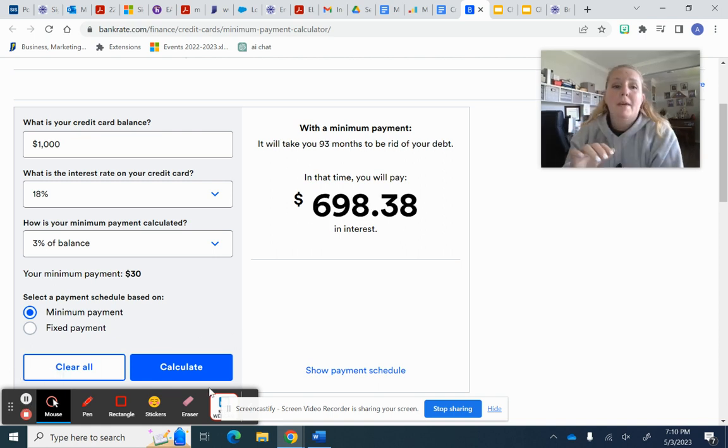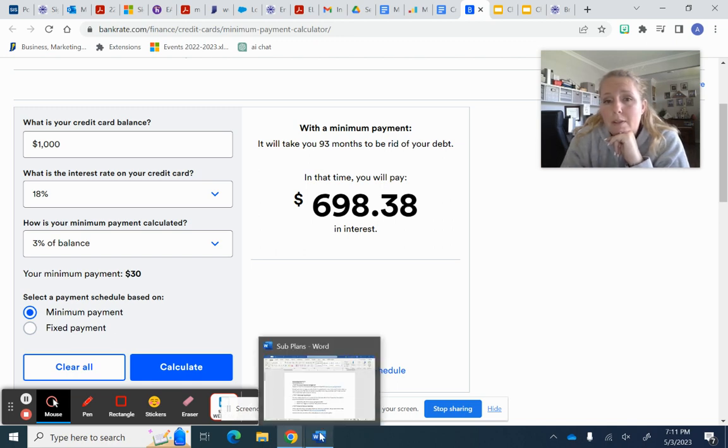It is going to tell me a couple things on this side of the screen. With a minimum payment of 3% of the balance, my minimum payment is only going to be $30 a month. That sounds awesome: I get a $1,000 credit balance and I'm only spending $30 a month. But it is going to take me 93 months to get rid of this debt. And over that time, I'm going to pay an extra $698.38 just in interest. So I'm not just going to pay this $1,000.